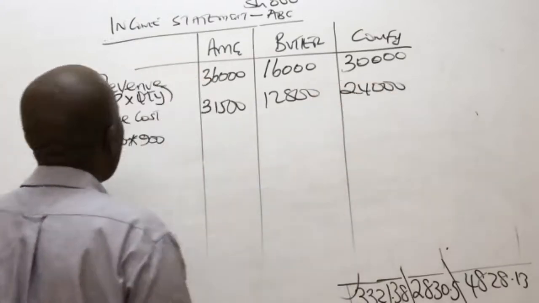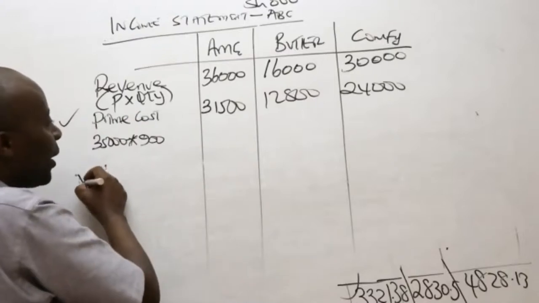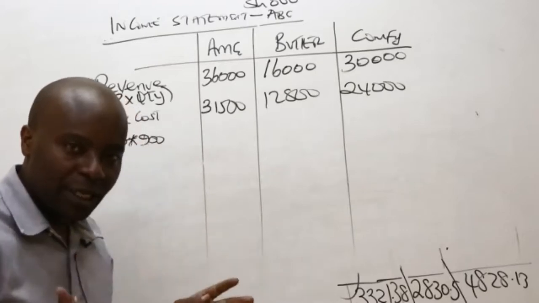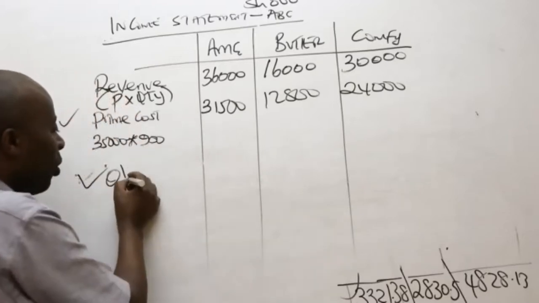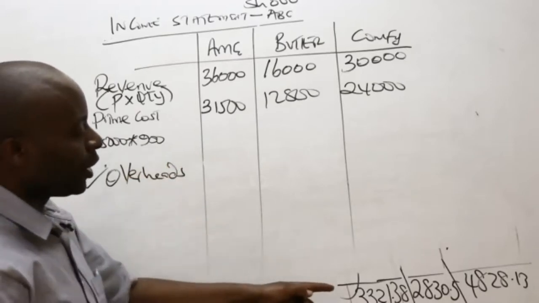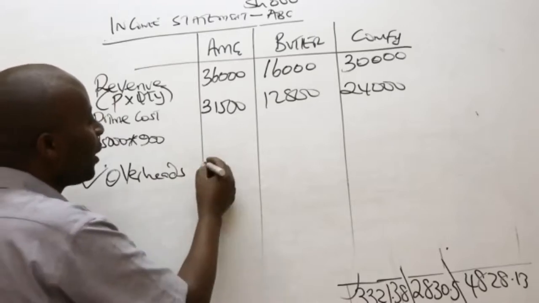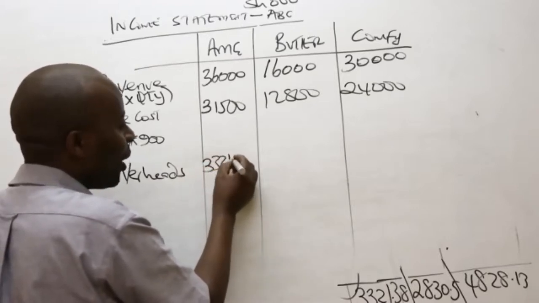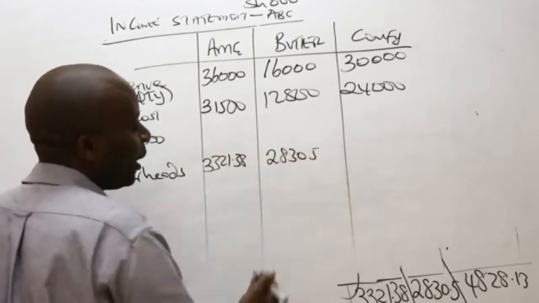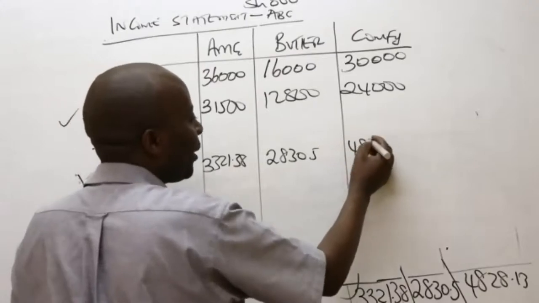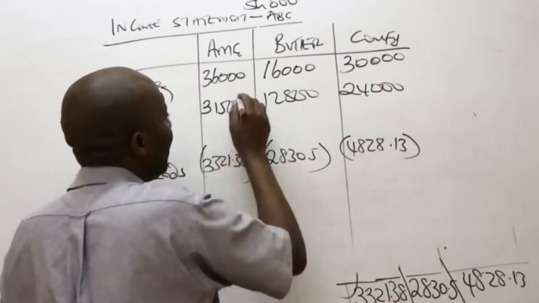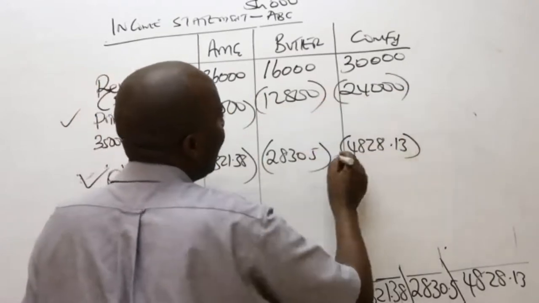Now, ladies and gentlemen, apart from prime cost, of course, we are aware that we have some other costs. Those costs which are not connected directly with the units, we call them overheads. So we have here overheads, and unfortunately, we happen to be having overheads for each. For American, the overhead here was 3321.38. Butterfly, 2830.5. Comfy, 4828.13. So come and subtract like that for you to be able to give us what here? Our profits.